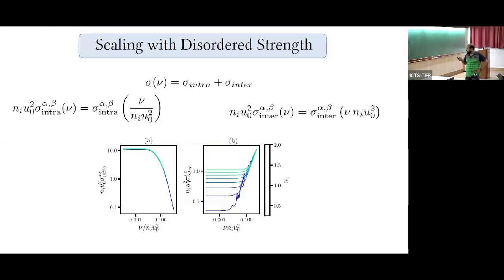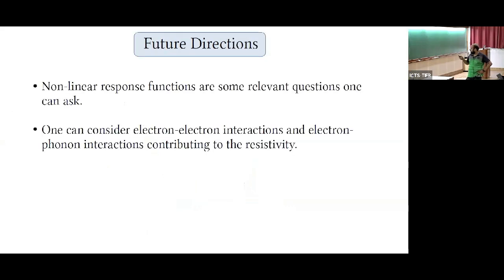Okay, we also have some separate scaling properties with disorder strength that I won't spend much time on because I am at the end of my time. I would only say that one can also calculate linear and non-linear response functions from these kinds of models and see their behavior. And the next generalization one can ask for is electron-electron interaction or electron-phonon interaction, which contributes to the resistivity, and that can happen at higher temperature as well.